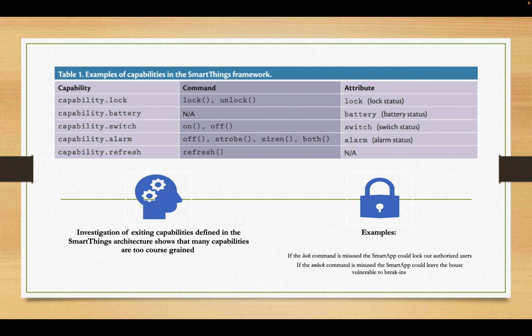For example, if the lock command is misused in the smart app, it could lock out all of the authorized users. However, if the unlock command is misused, the smart app could leave the house vulnerable to break-ins, which isn't good, right? So we're investigating existing capabilities defined in the SmartThings architecture to show that capabilities are too coarse-grained.